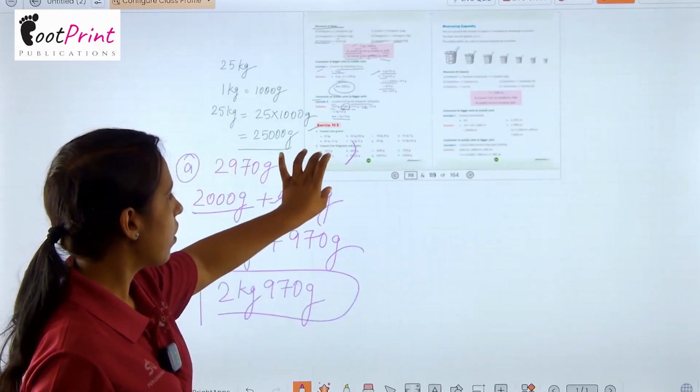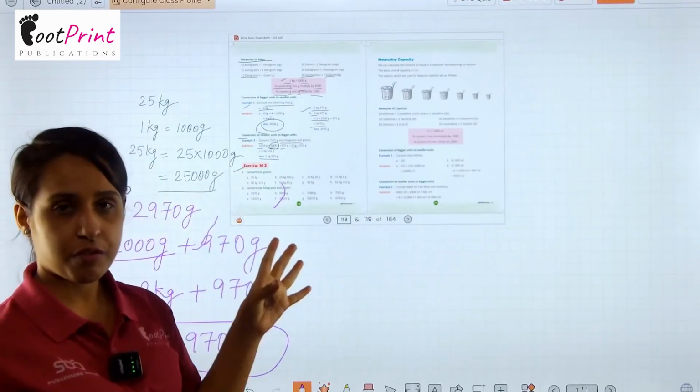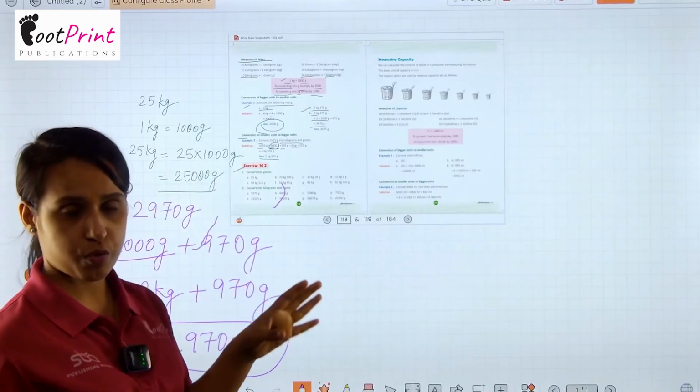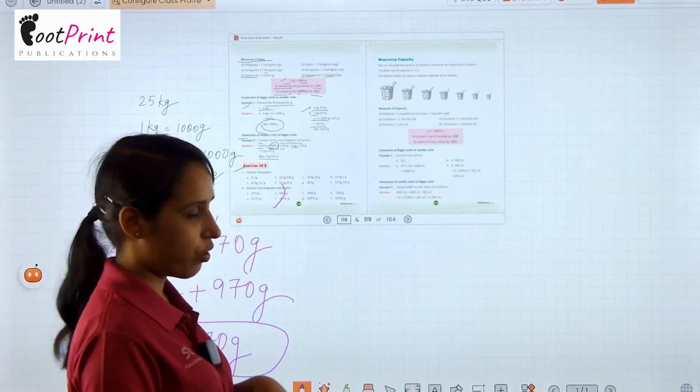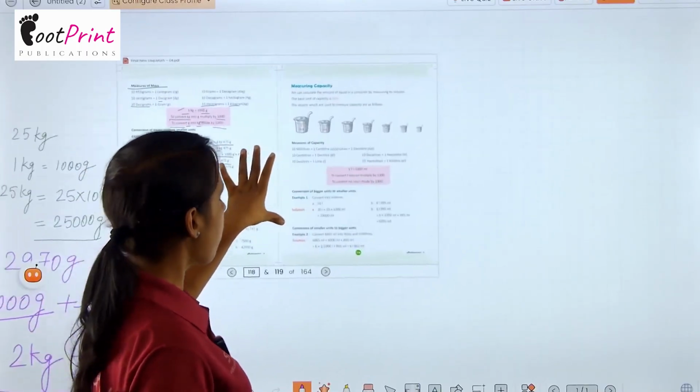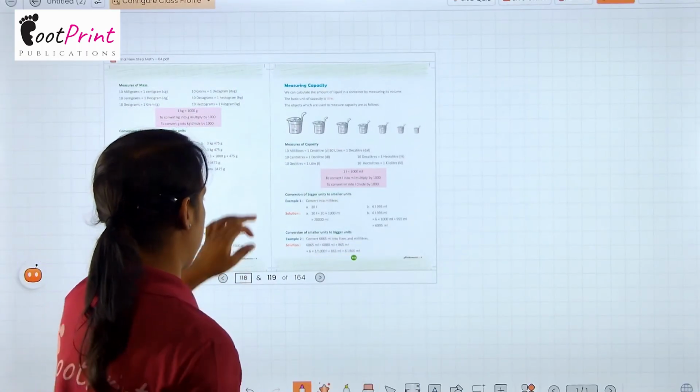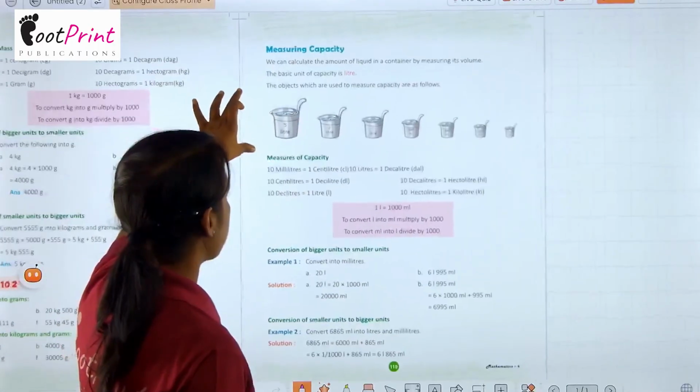Okay, so here I have solved one part of this question for you, and you will try to solve the other parts of question number 1 and 2. Now we will learn how to measure capacity. Okay, so let's see here.